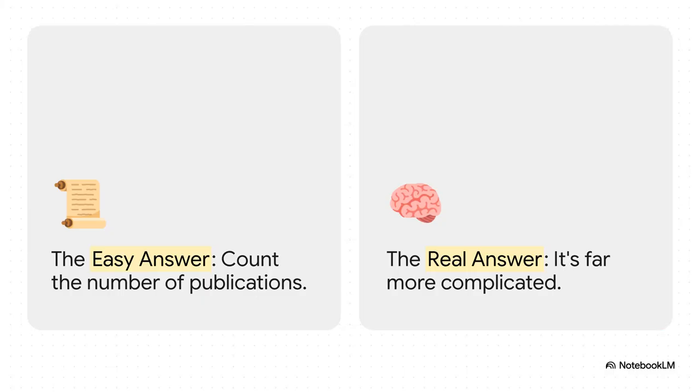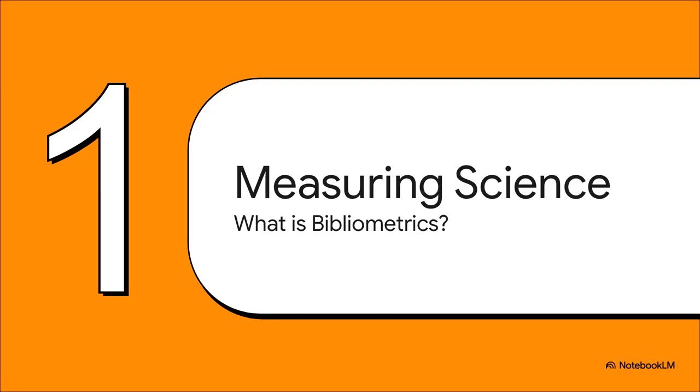For a long, long time, the easy answer was just count the number of papers a researcher published. Simple. More papers mean more impact, right? Well, not so fast. The real answer, as we're about to find out, is way more complex and frankly, a whole lot more fascinating. To get to that real answer, we need to step into this pretty specialized field.